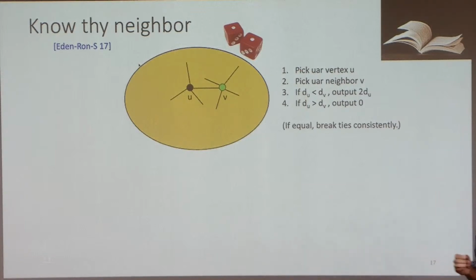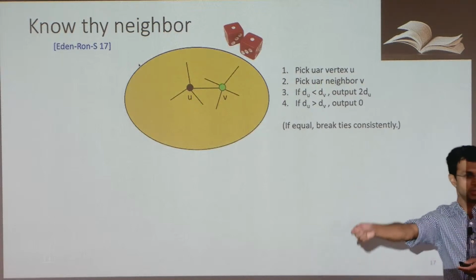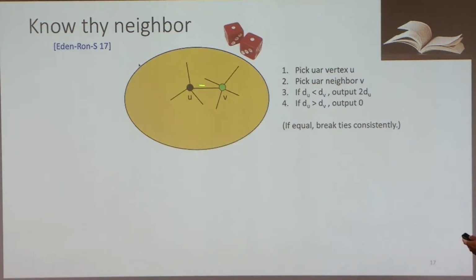So I'm going to give you an estimator. So here's the estimator. Pick a uniform random vertex U. Pick a uniform at random neighbor V. So you have U and V. Now query the degrees of these vertices.